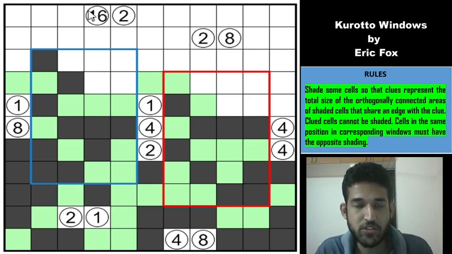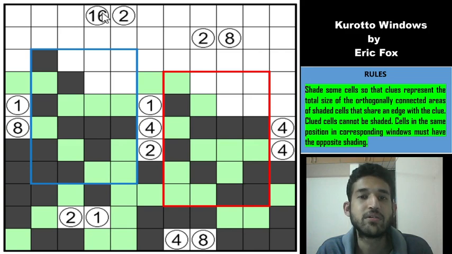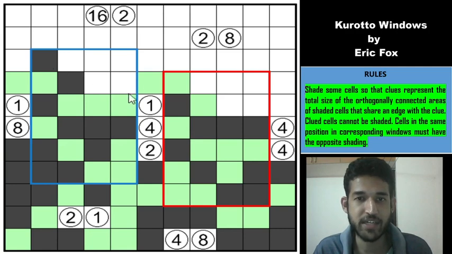This 16 clue is quite high in value. There must be something we need to see here, right? So 1, 2, 3, 4, 5, 6, 7, 8, 9, 10, 11, 12, 13, 14, 15. Okay, this is a very restricted area, guys.